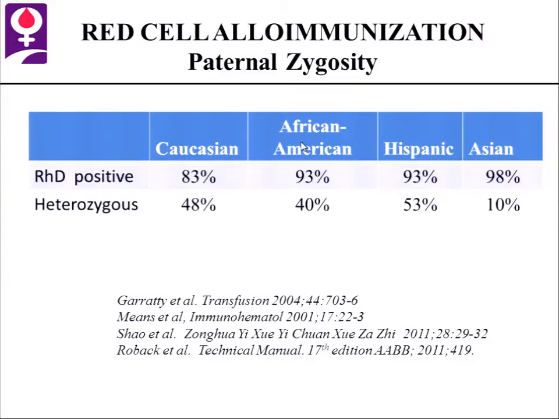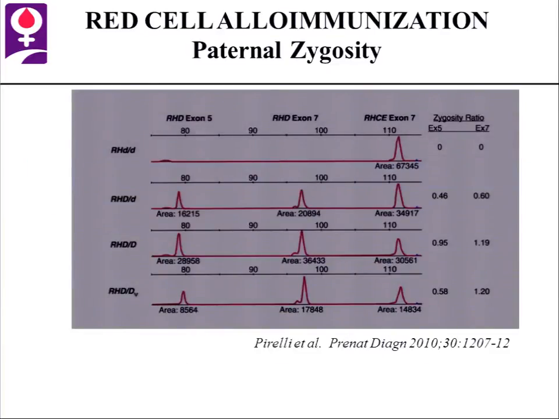But if you look at various ethnicities, you can see the Rh positive rates of Caucasians, African Americans, Hispanics, and Asians. And then if you look at zygosities, you can see that being heterozygous, with the exception of Asian ethnicity, is quite common. And obviously, if the partner is heterozygous, you have a 50-50 chance of an affected offspring. In the past, we used to use serology to determine statistically whether a partner was heterozygous or homozygous. A lot of people still do that, but there are DNA techniques out.